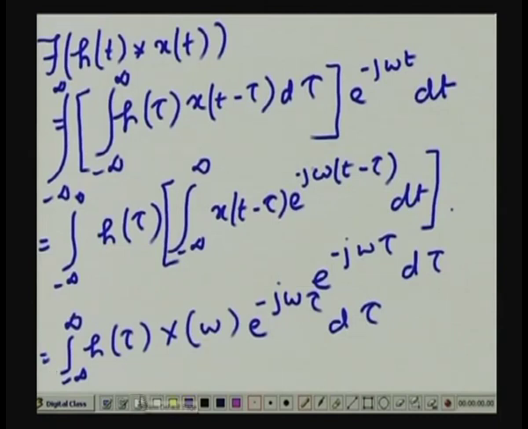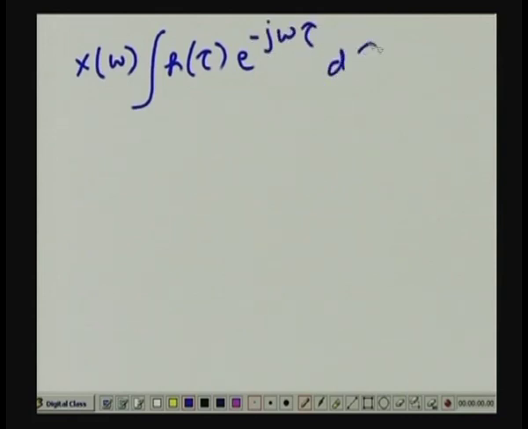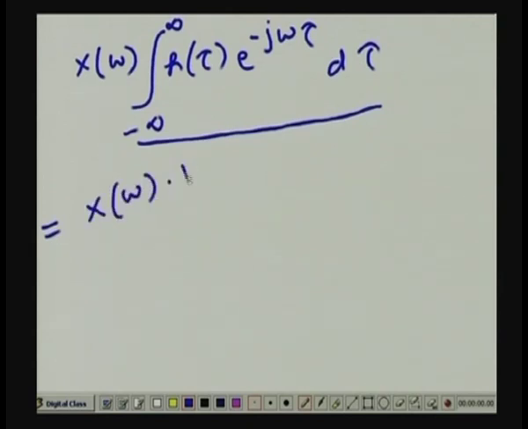So, my expression will now be X omega, then within the integral I have h of tau e to the power minus j omega tau d tau, where the integration is taken over tau from minus infinity to infinity. Again, from the definition of Fourier transformation, this is nothing but the Fourier transformation of the time signal h t. So, effectively this expression comes out to be X of omega into H of omega, where X of omega is the Fourier transform of the signal x t and H of omega is the Fourier transform of the signal h t.